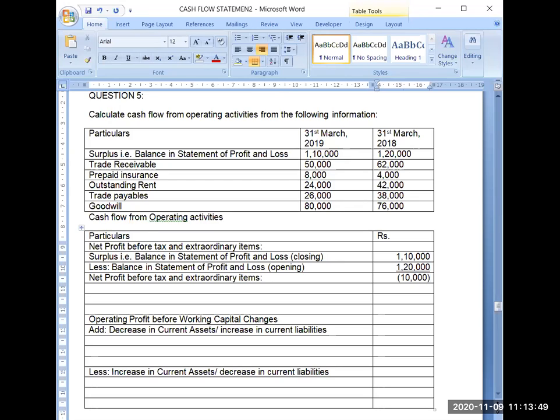Class is about to finish, and we will join in the next class also immediately after this class.